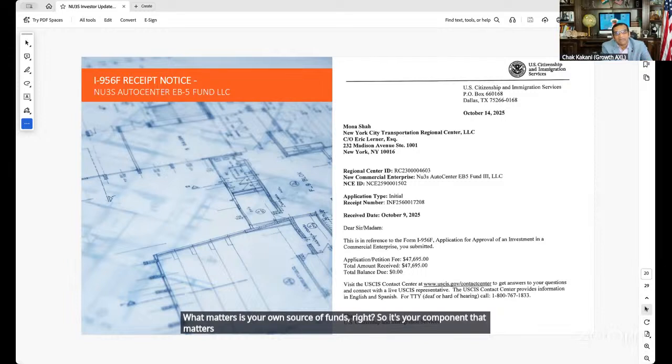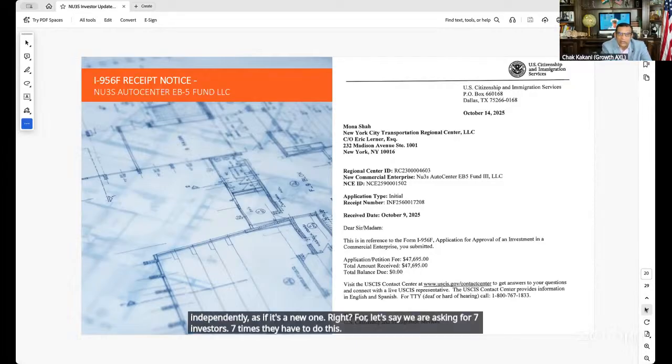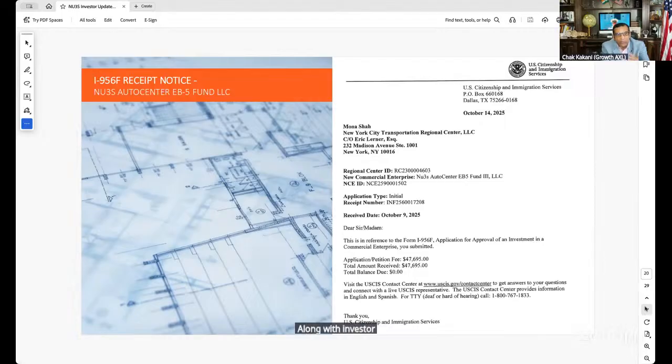Previously, before this 956 process, USCIS had to, for every investor, open and research the project independently as if it's a new one, right? Let's say we are asking for 7 investors. 7 times they have to do this along with investor petition 526. What the 956 step does is abstract that project side of things for USCIS at one time. So they can apply that principle: oh, project is already cleared. It's ready. So they just focus on the investor part of it for 526. So hope that explains, Raghu.